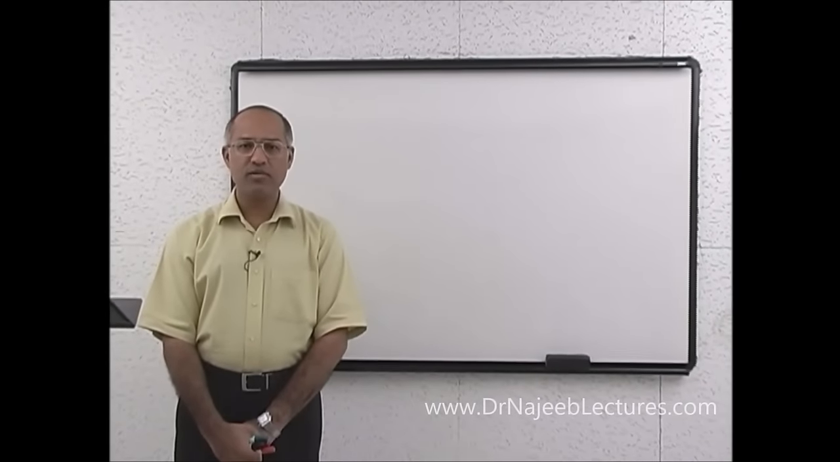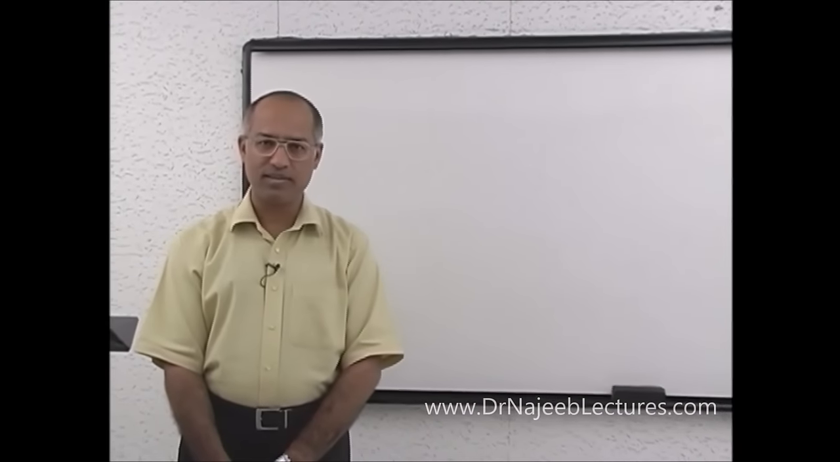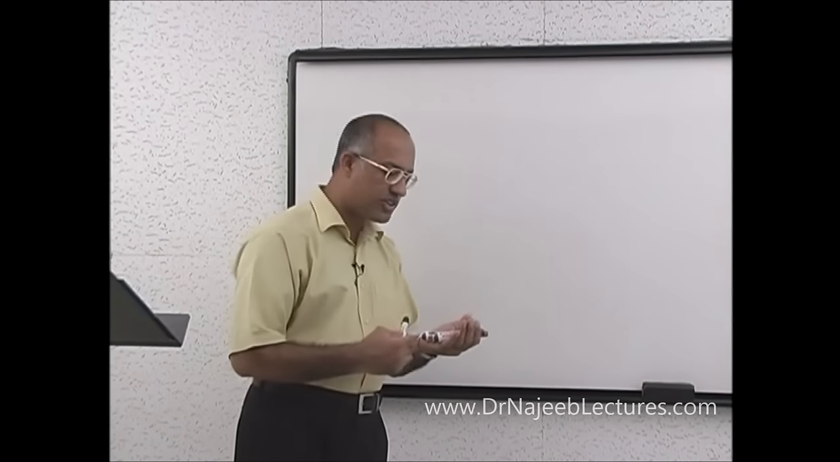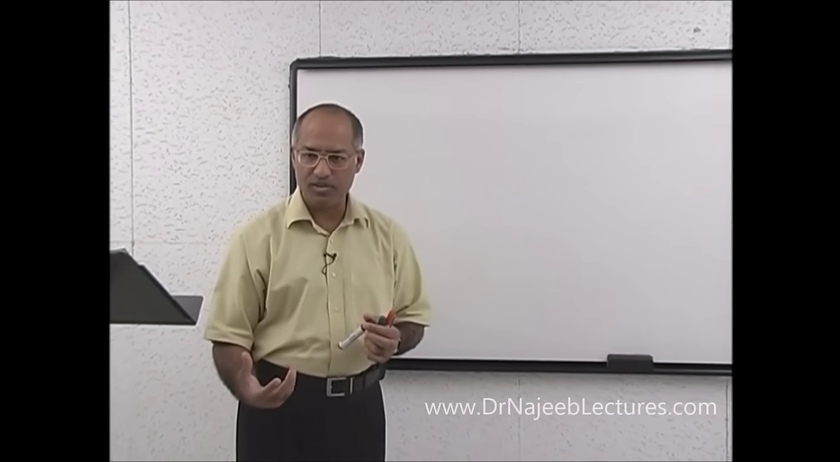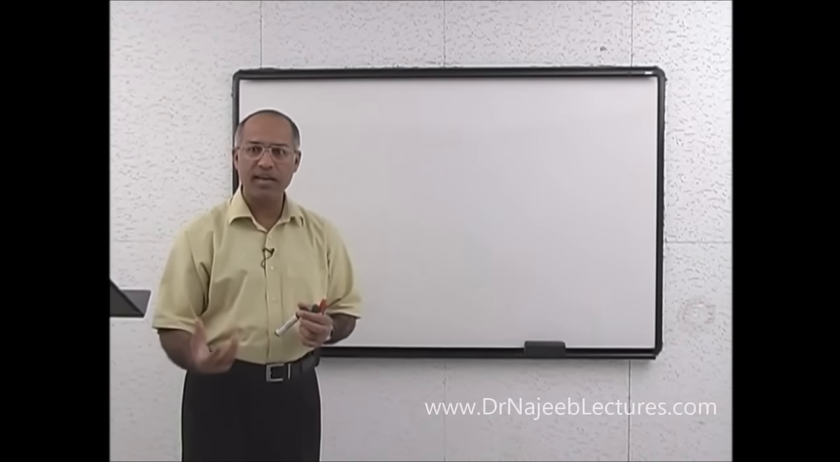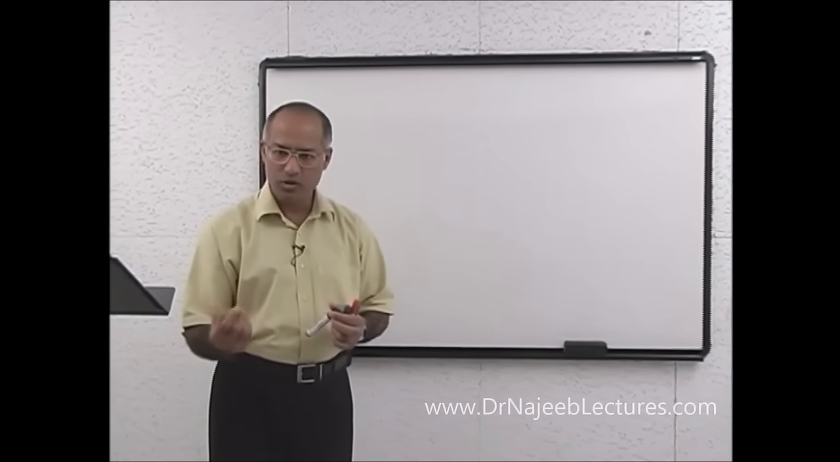Today we are going to discuss how a nephron works, and how urine is formed in the kidney. All of you know that the kidney basically has special types of tubes called nephrons, and these tubes are involved in the formation of urine.